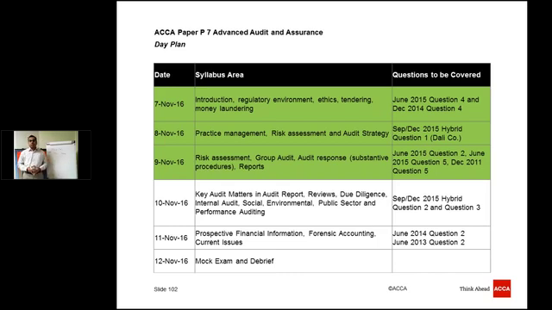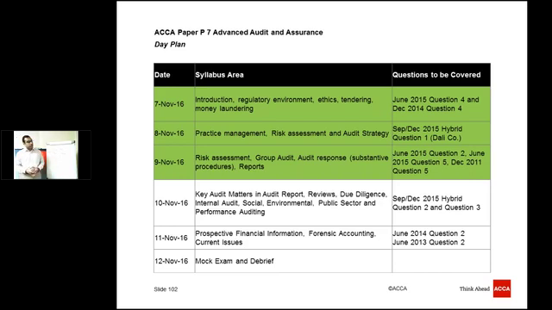And then a very important topic, which is basically the combination of 4 subtopics: social, environmental, public sector, and performance information auditing. So we look at each one of these in detail, what does it entail, and what are the key exam technique points with regard to these areas. Also, it will be important to understand what is the difference between social, environmental, public sector, and performance information auditing.